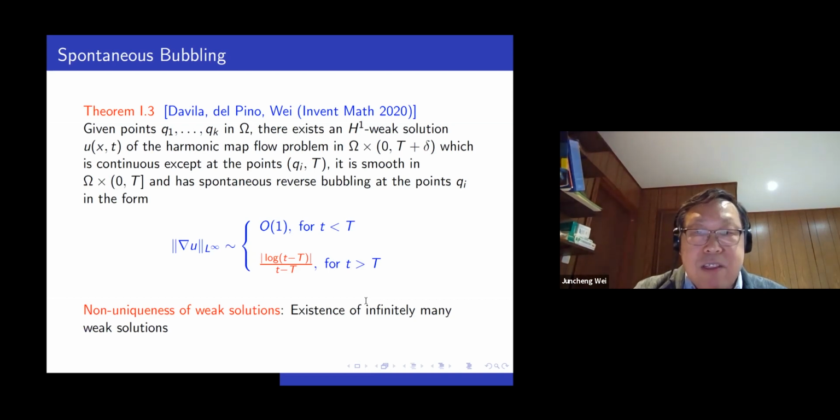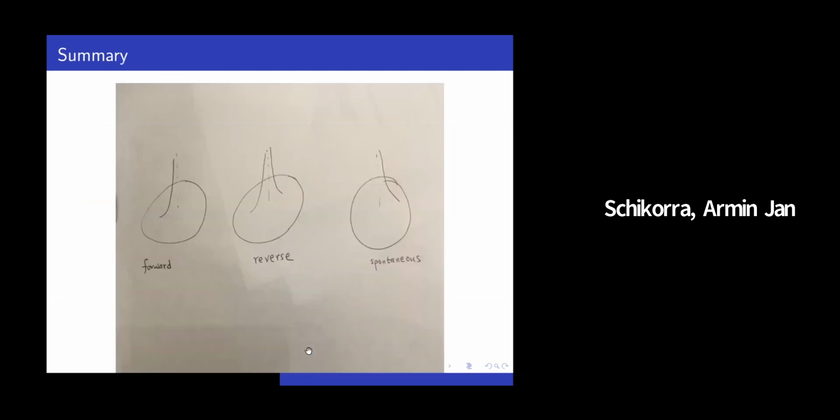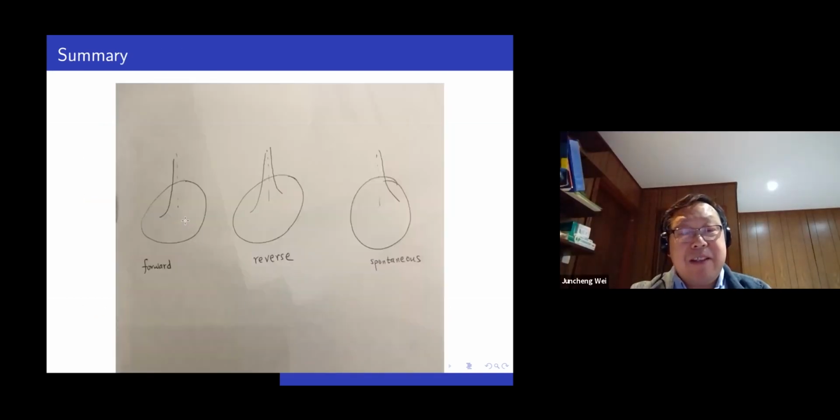I see another question in the chat. Well, it was a thank you. Okay, so let me just summarize. We have three results, which is forward bubbling, so for t less than capital T, t goes to capital blob, and reverse bubble, and for t greater than capital T, you also have a blob. And we have a spontaneous bubble. So no bubble for t less than capital T, and then you have a spontaneous bubble for t greater than capital T. So you have all this kind of phenomena. You can construct all kinds of solutions.